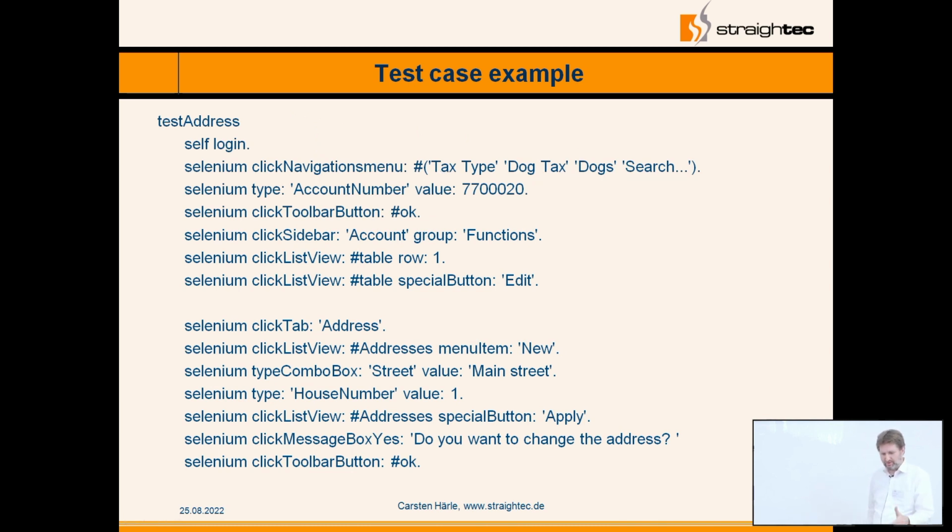So this is a type of test case. You start by logging in, then click on the hierarchical menu, text type, doc text, doc search, and then it types the account number into the field which is named account number. Then it says, click toolbar button, okay. Then it clicks on the first table row, and then it clicks on the edit button, because every list view has an edit button on it. We call them special buttons, where there are maybe 5 or 8 special buttons which can be attached to a list view, and this is the one which is named edit. So this is an example.